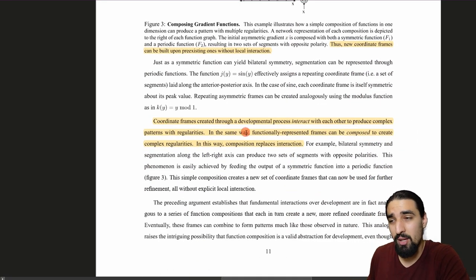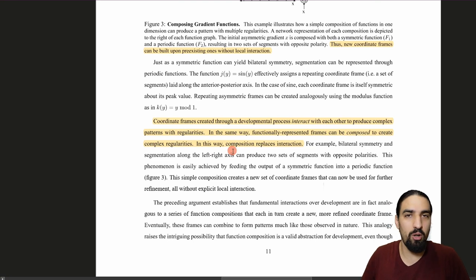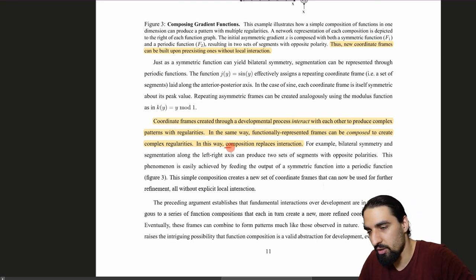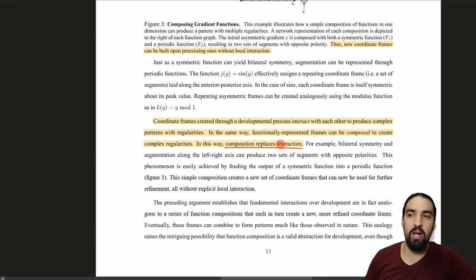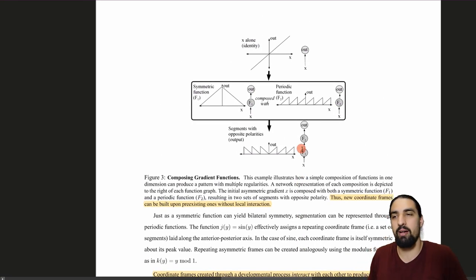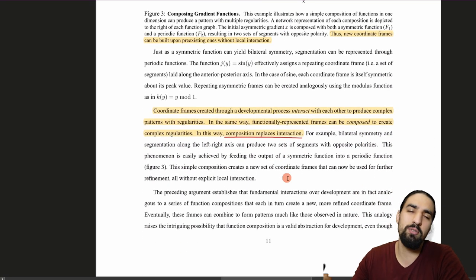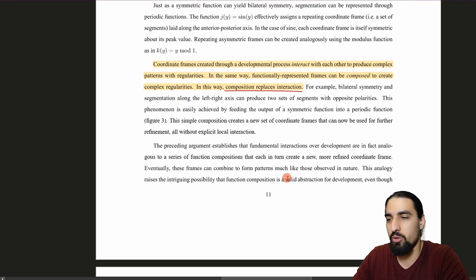They mentioned here that coordinate frames created through a developmental process interact with each other to produce complex patterns with regularities. In the same way, functionally represented frames can be composed to create complex regularities. And this has been mentioned over and over again throughout the paper: function composition replaces local interactions. So instead of having some local cellular automata-like communication, we can just compose the various functions to end up with these 2D spatial signals we care about. I'm saying 2D, but those could be 3D or even 4D, as we'll later see, and it's just a pattern we're trying to generate.